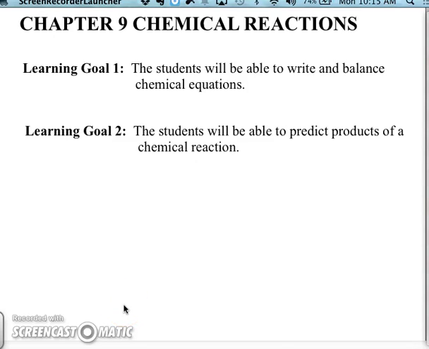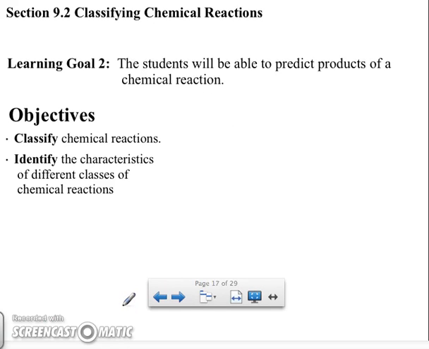Today we're going to continue our work in Chapter 9, Chemical Reactions. We are focusing on learning goal number 2. The students will be able to predict products of a chemical reaction. All of this information can be found in section 9.2 of your text, Classifying Chemical Reactions.